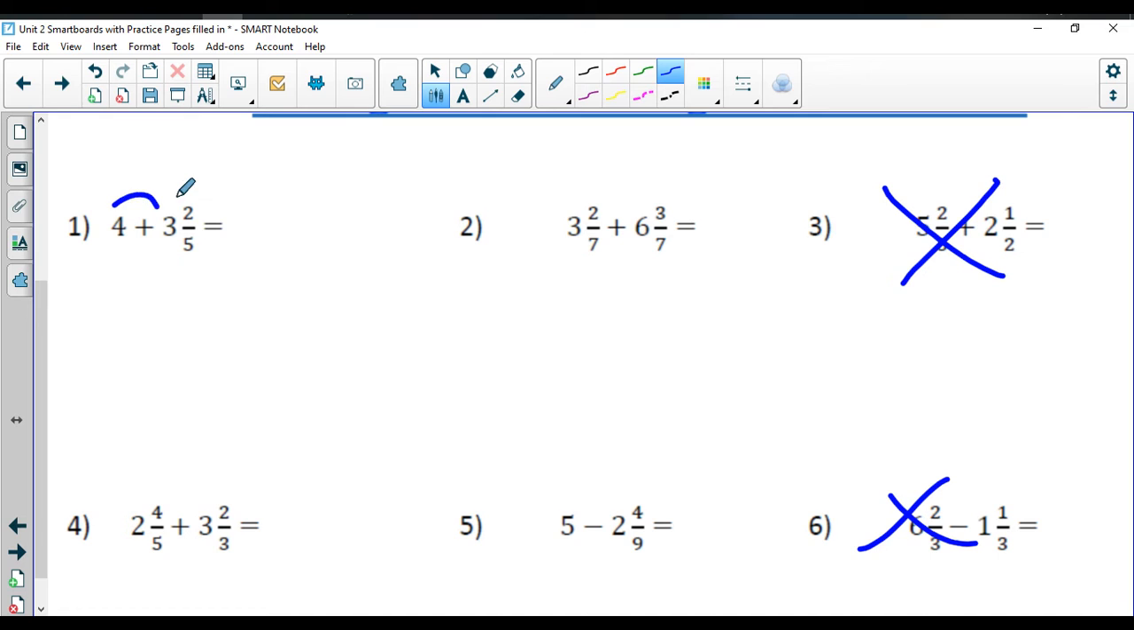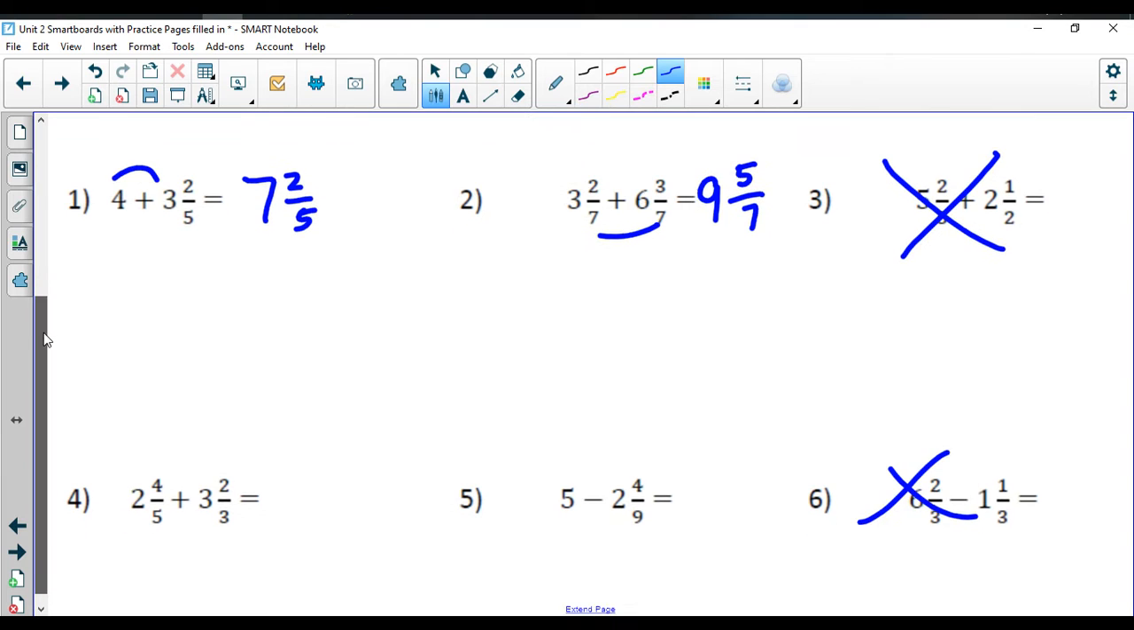Add your whole numbers, carry along that fraction, and always double check that you're reduced, always double check that your fraction isn't improper. Everything looks good to go here. In question number 2, 3 and 2/7, 6 and 3/7, we have a common denominator. So we add our whole numbers, add the numerators, and keep that denominator. Everything's reduced, nothing's improper, so we're good to go.